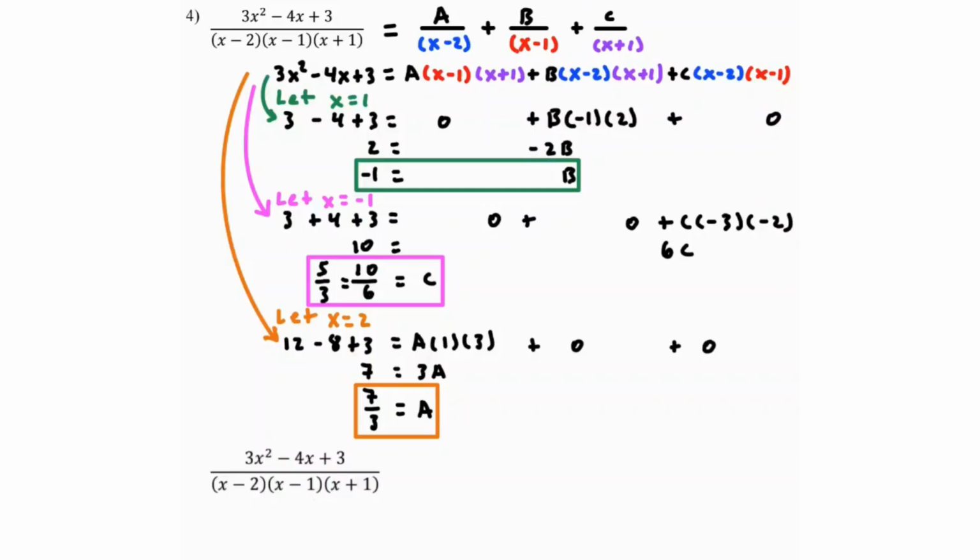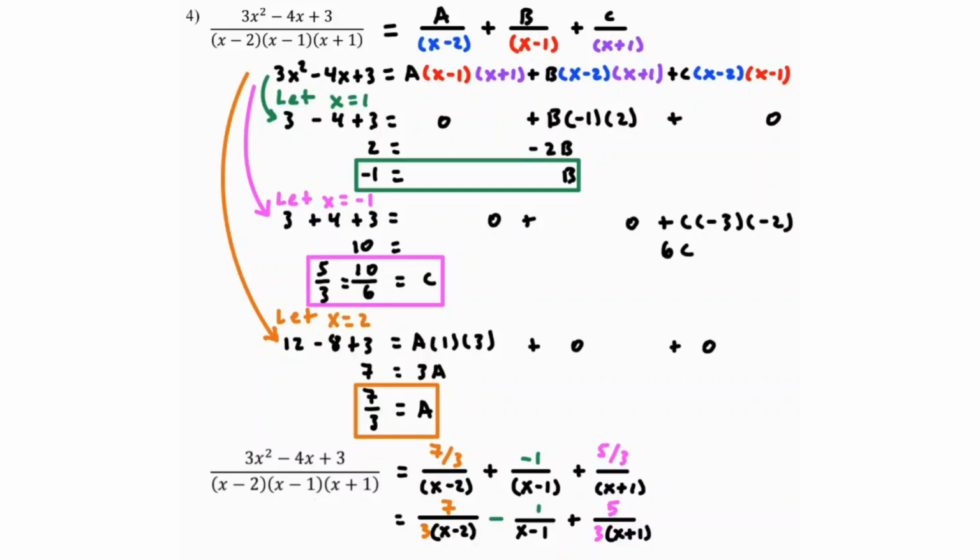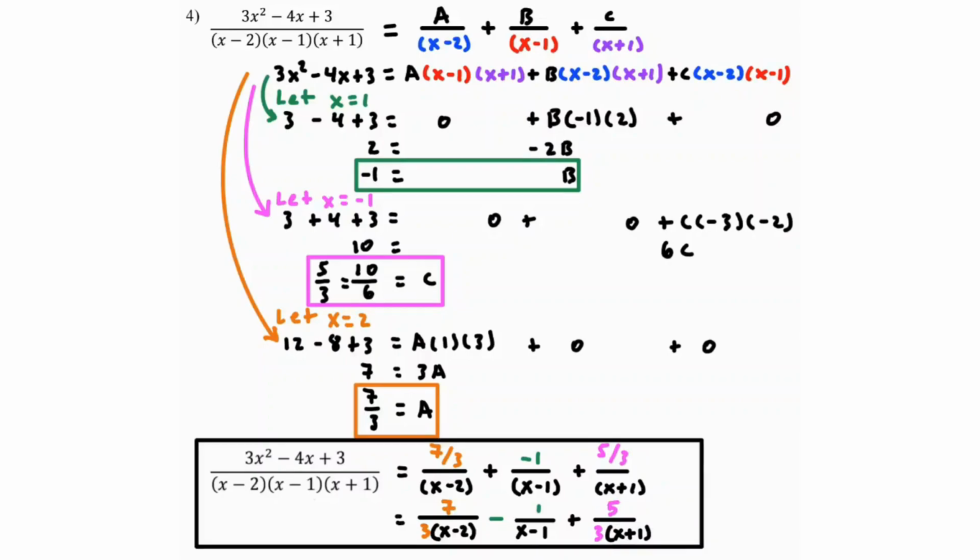So this 3x squared minus 4x plus 3 over x minus 2 times x minus 1 times x plus 1 is going to be equal to a over x minus 2 plus b over x minus 1 plus c over x plus 1, where a is 7/3, b is negative 1, and c is 5/3. If you want, you could simplify this and it'll become something like this, but it's really up to you. So this is our partial fraction decomposition.